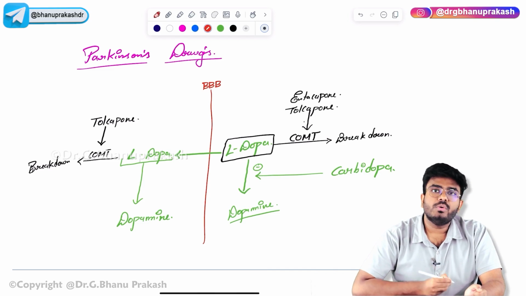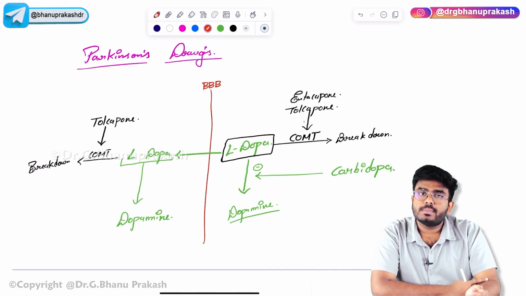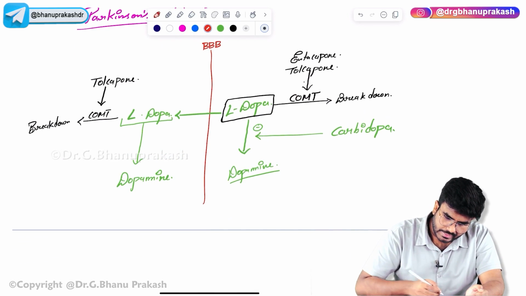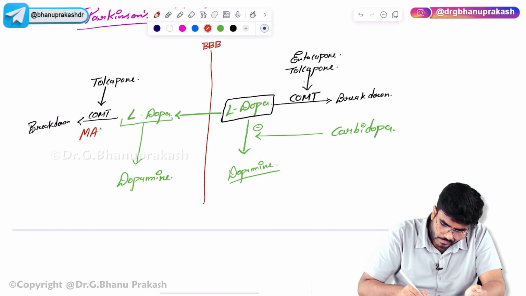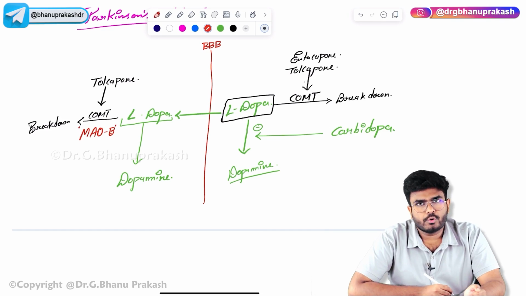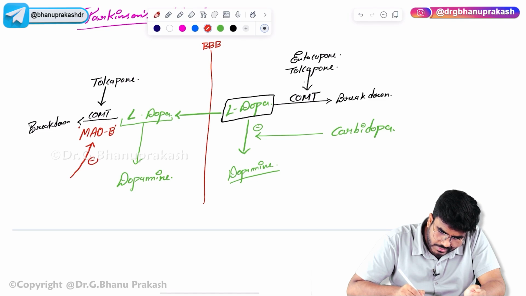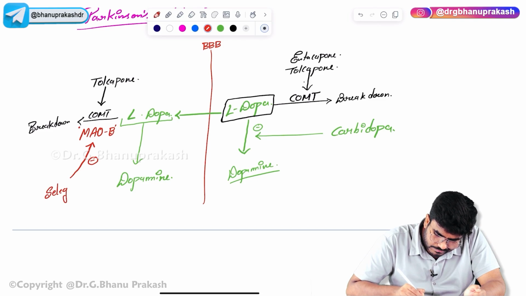Now, see, here in the central nervous system, there is one more fellow who is trying to break down the L-dopa. Who is trying to break down this L-dopa? Who is that, sir? It is MAO B. MAO B also is trying to break down this levodopa. Now, what do we have to inhibit? This MAO B also needs to be inhibited. Who will do the job for us? Selegiline.